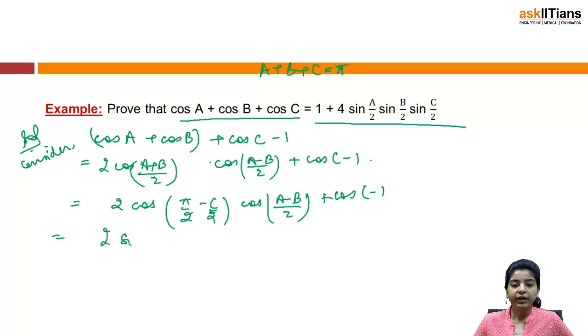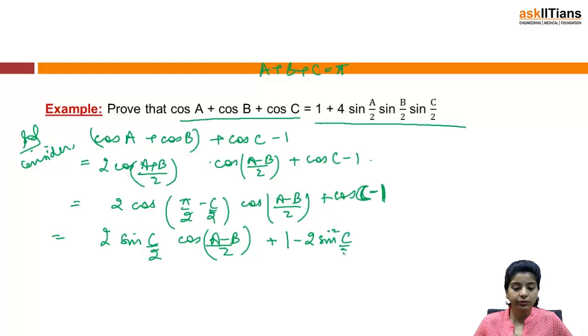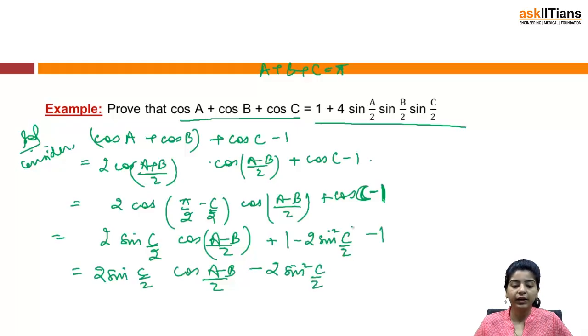Then we have cos (90 minus theta). At 90 minus theta, the trigonometric function changes. Therefore, we have 2 sin C/2 cos (A-B)/2, and this was C and this was 1, plus now cos C can be written as 1 minus 2 sin square C/2, minus 1. So this becomes 2 sin C/2 cos (A-B)/2 minus 2 sin square C/2. 1 and 1 get cancelled.